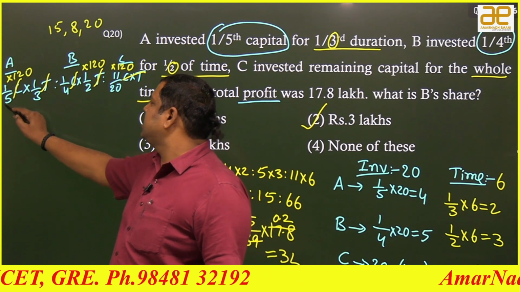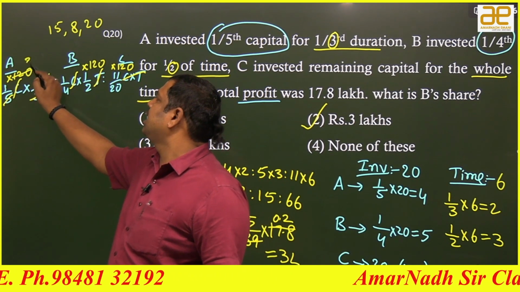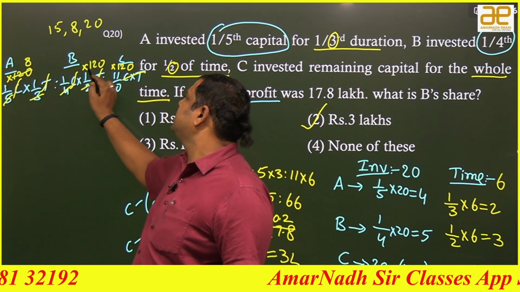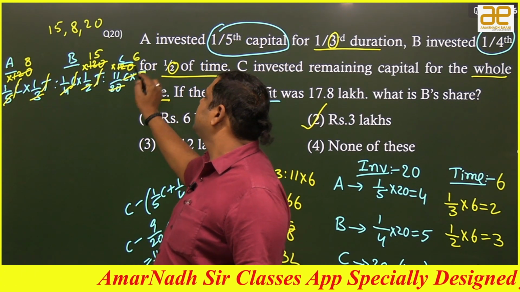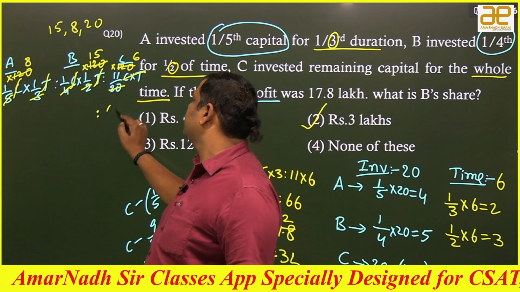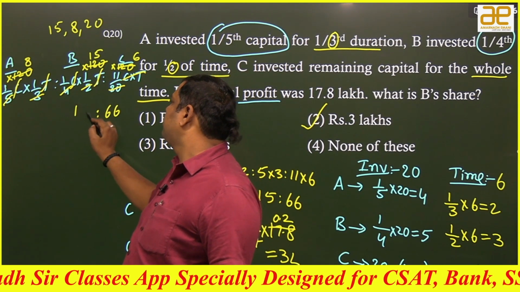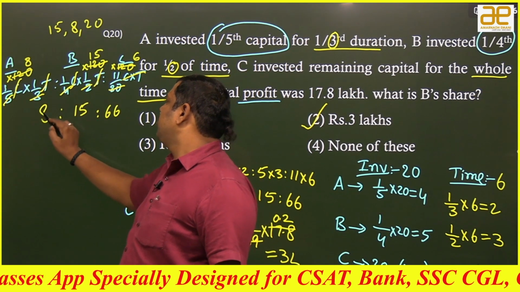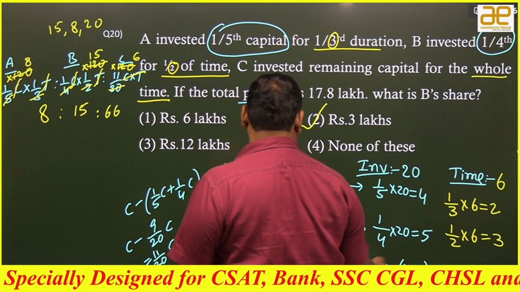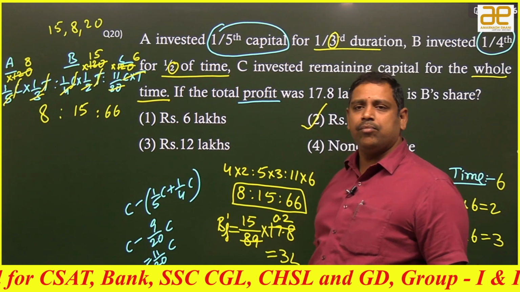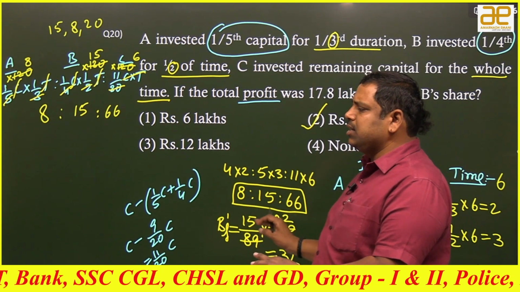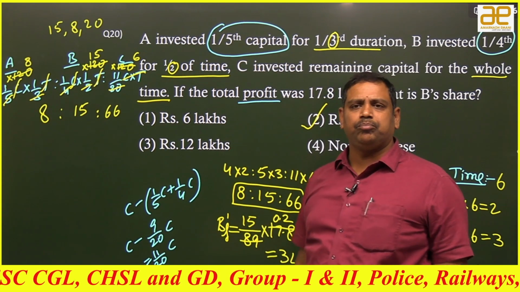Okay. So 5 3s are 15, 15 means 8 times. 4 2s are 8 means 15 times. And 2 1s are 2, 2 6s are 12... 6 into 11 is 66 is the share of C, and 15 parts and 8 parts. Now if you verify, you got the same answer or not, here verify. 8 is to 15 is to 66. Okay. So when compared to this, I will suggest that one.